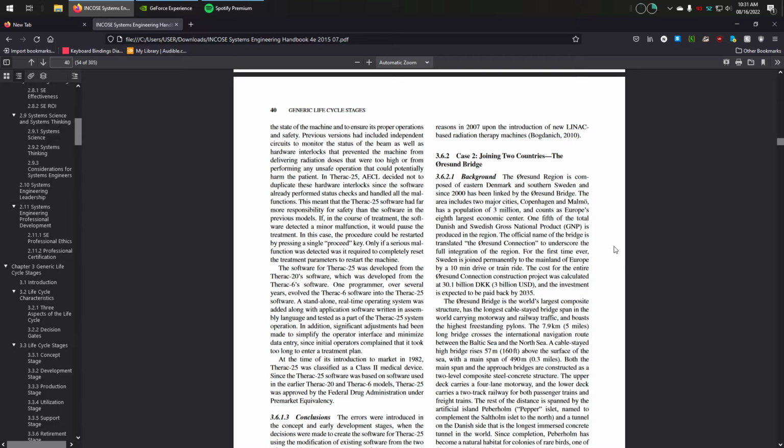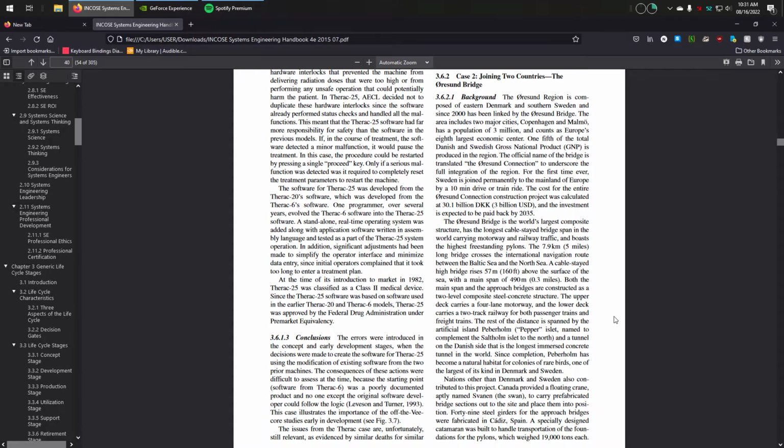For the first time ever, Sweden is joined permanently to the mainland of Europe by a 10-minute drive or train ride. The cost for the entire Øresund connection construction was calculated at 30.1 billion DKK, or $3 billion US. The investment is expected to be paid back by 2035. The Øresund Bridge is the world's largest composite structure, has the longest cable-stayed bridge span in the world carrying motorway and railway traffic, and boasts the highest freestanding pylons.